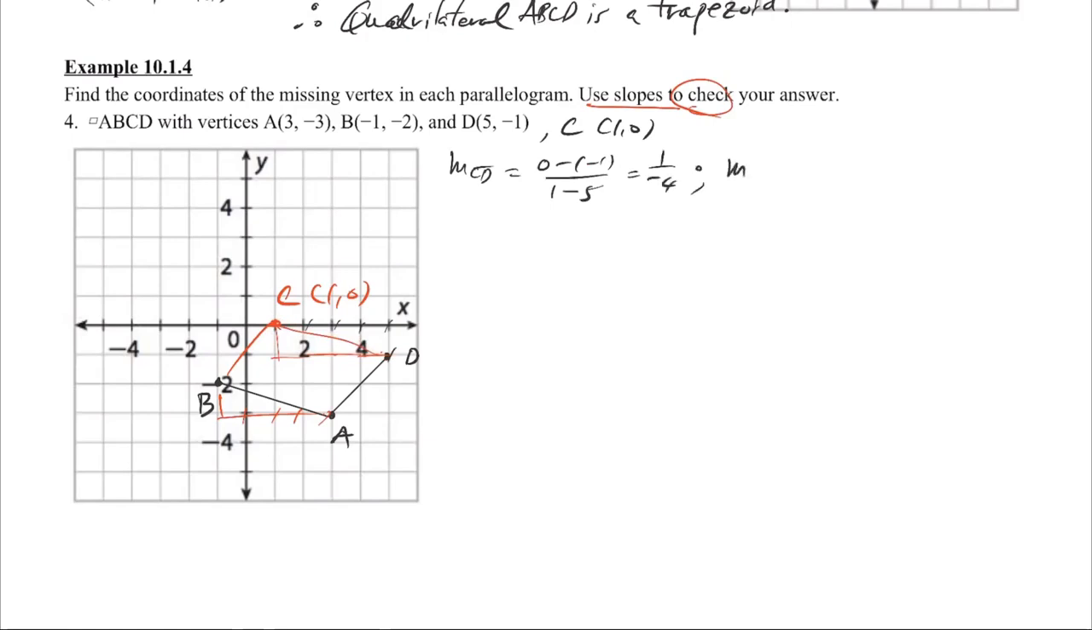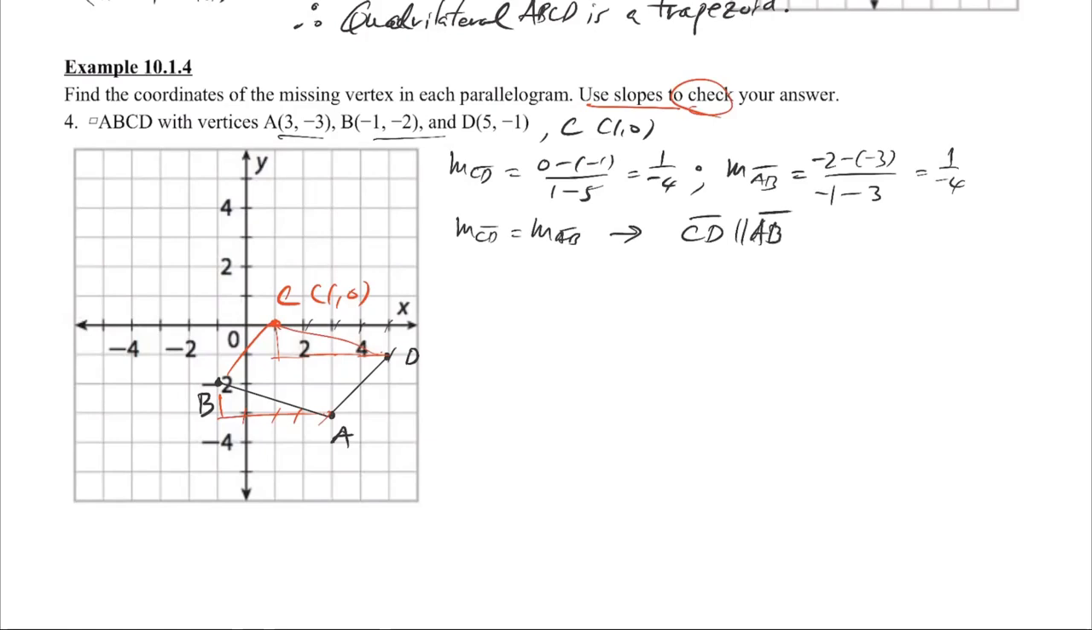And now try the opposite side, which is AB. Let's find the slope of that. And the two values that I have over here, right minus left, -2 minus -3. And then the right minus left of the x values, -1 minus 3. And that will give me 1 over -4. So they're equal to each other, right? So now because the slope of CD is equal to the slope of AB, I would say that CD is parallel to AB. Okay. Now we do the same for BC.